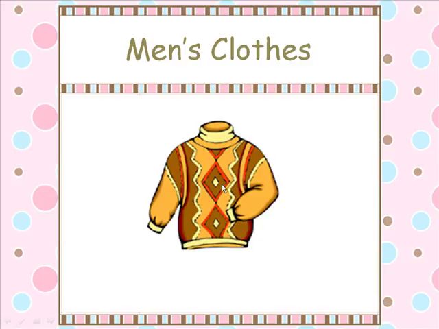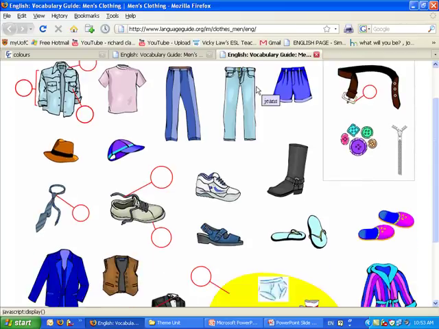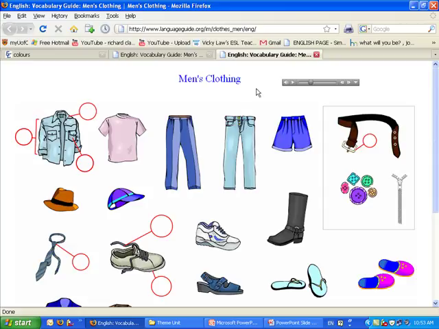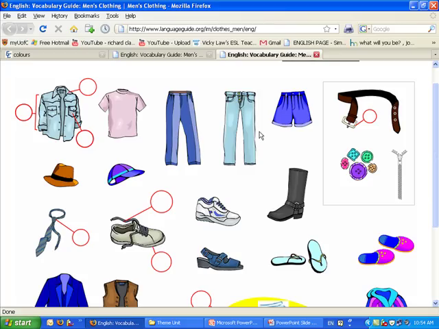So first we're going to go to men's clothing, and here's a website. It's very good for teaching students men's clothing. As you can see, there are various pictures of men's clothing, and the reason I like this website is because when you put your mouse on the picture, it will have the sound and tell you what it is. Jeans. Collar. Shirt. T-shirt. Pants. Shorts. So what I'm going to do is show students those pictures and put my mouse on them and let students read after them and get familiarized with them.